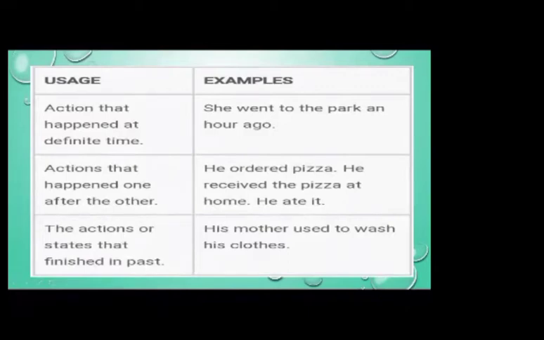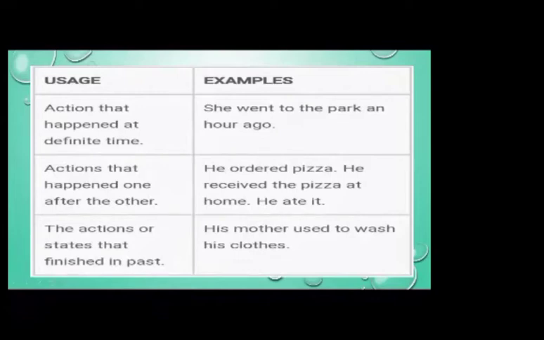Actions that happen one after the other. That means they are occurring one after the other. He ordered pizza was the first action. Then he received the pizza at home and then he ate it. So these are the actions occurring one after the other.